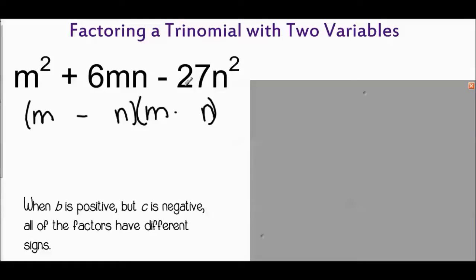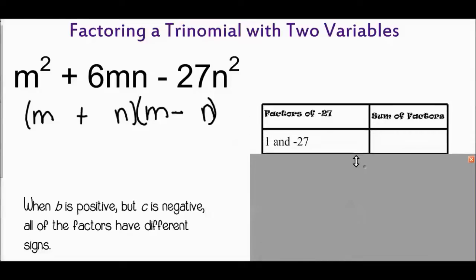Now I have a positive B term and I have a negative C term. So that tells me that one of them is going to be adding and one of them is going to be subtracting. That's because a positive times a negative is a negative, and then I can add them and have, after a sign war, a positive difference. So let's look at our factors. Factors of 27, that's still what I'm thinking about.